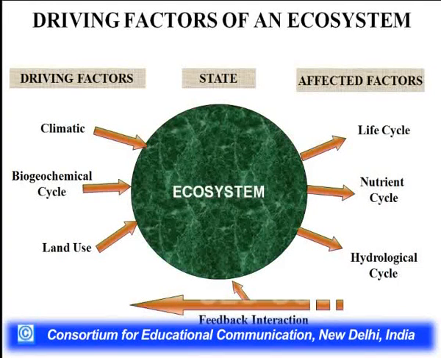Here I would like to bring before you different types of driving factors of an ecosystem. You know, ecosystem is a state of condition. What are the driving factors? Climate is a driving factor. And if we have a change in the climate, our ecosystem is also influenced by this. Biogeochemical cycles, we will further analyze the different types of cycle. A nutrient cycle includes the water cycle, changes of water from one form to another form, this whole is known as hydrological cycle.